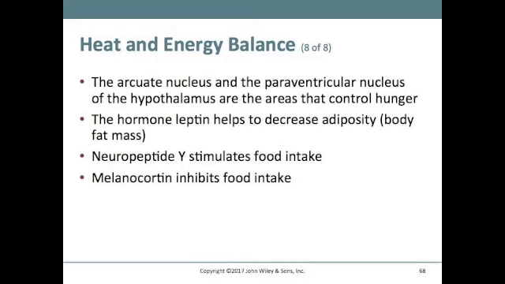Moving on to the next slide, the arcuate nucleus and the paraventricular nucleus of the hypothalamus are the areas that control hunger. The hormone leptin helps to decrease adiposity, or the body's fat mass. Neuropeptide Y stimulates food intake. And melanocortin inhibits food intake.